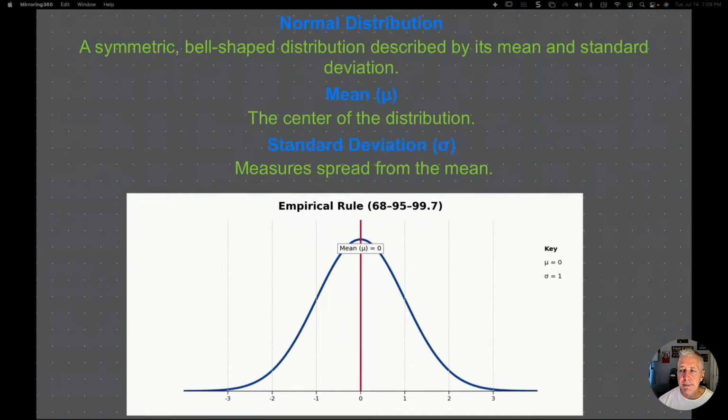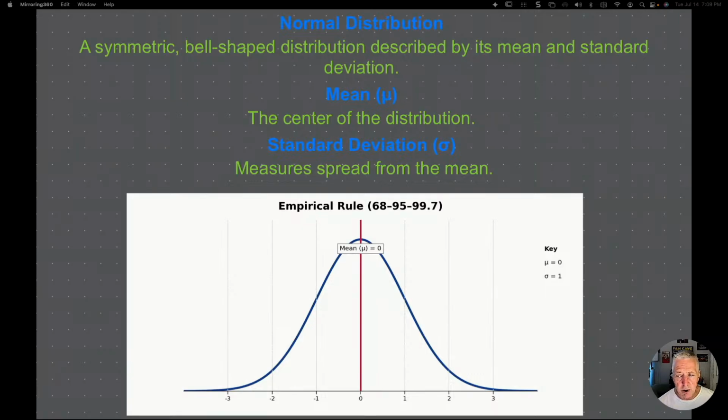So it is a symmetric bell-shaped distribution. It's described by its mean and standard deviation. If you remember from discussions in class, that curve goes out to negative infinity on one side, infinity on the other. It continues to go in that direction. It's asymptotic. It does not touch the horizontal, and there is area between that curve and the horizontal all the way to infinity on either side.